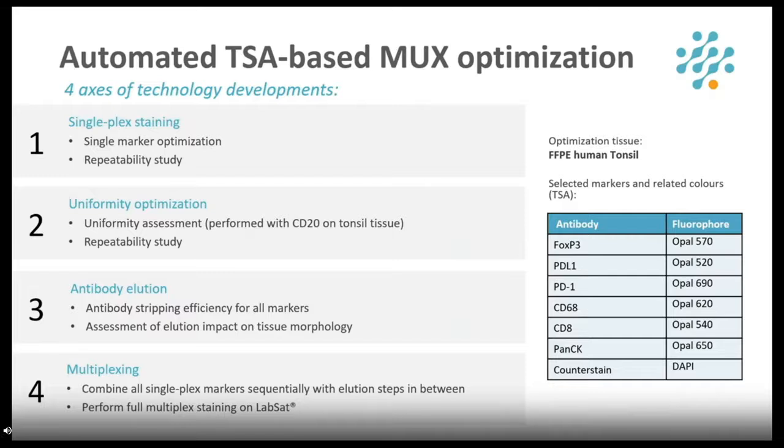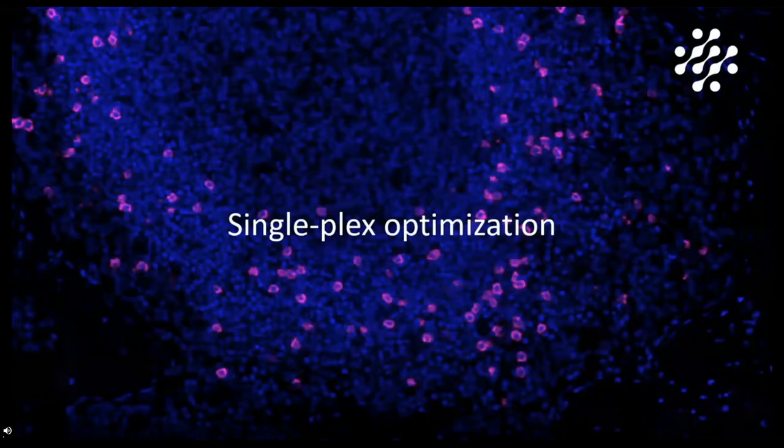The 6 markers selected for the panel are typical immunomarkers, FOXP3, PD-L1, PD-1, CD68, CD8, plus pan-CK for cytokeratins. The optimization of the assay was done on FFPE sections of human tonsils, a positive control tissue for those markers. So first axis of the tonsil optimization project, single-plex optimization.